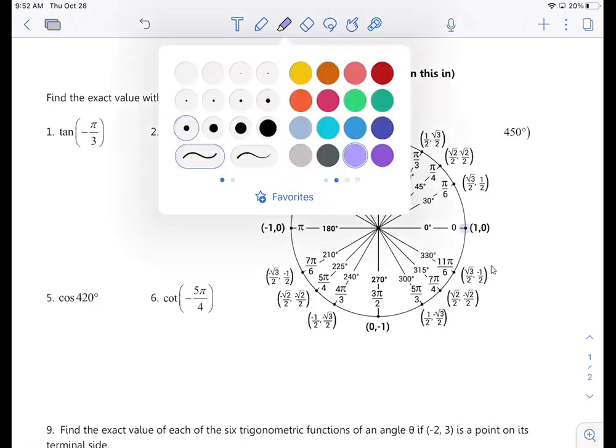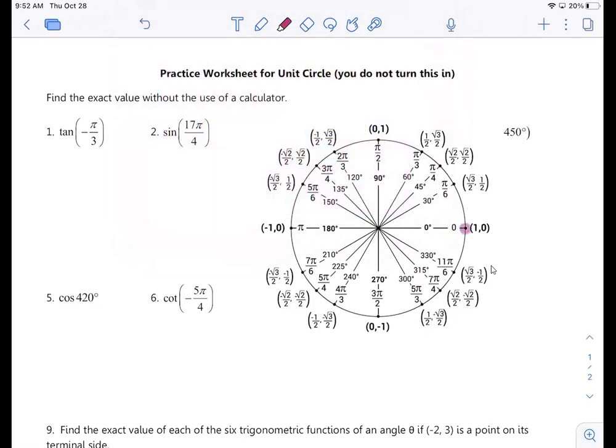Let me choose a better color. Start here. Positive pi over 3 goes from here all the way there. That angle, just so you realize what we're looking at, this angle is 60 degrees. In radians, it's pi over 3. So that's what that marking is telling you.